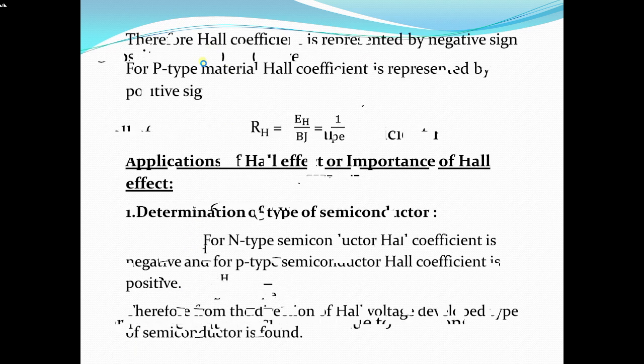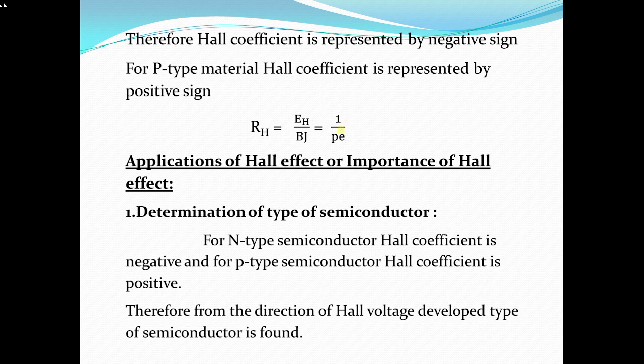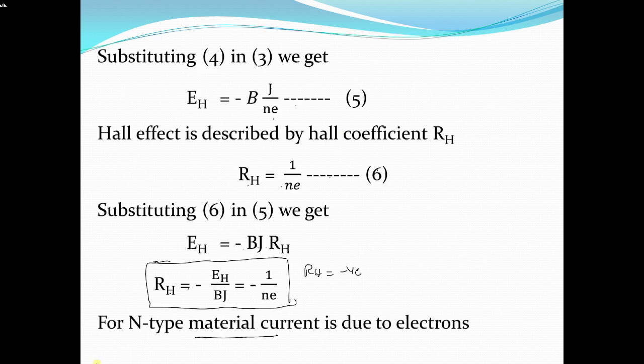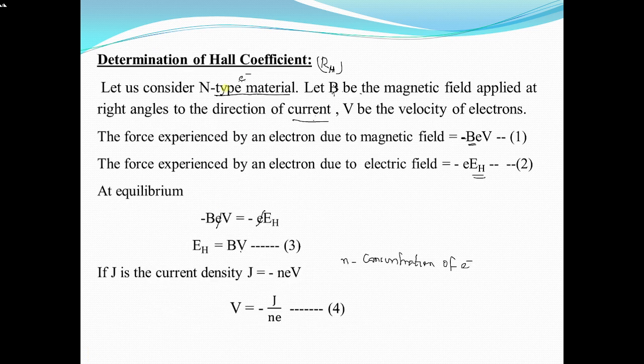Now, for P-type semiconductors, Hall coefficient will be positive and it will be represented as R_H is equal to E_H by BJ, which is equal to 1 by pe. p means concentration of holes. If they ask in the examination to write about P-type semiconductors, here I have determined Hall coefficient for N-type. If they ask for P-type, instead of electrons, you need to use the term holes, and no need to write negatives. All will be positive only.